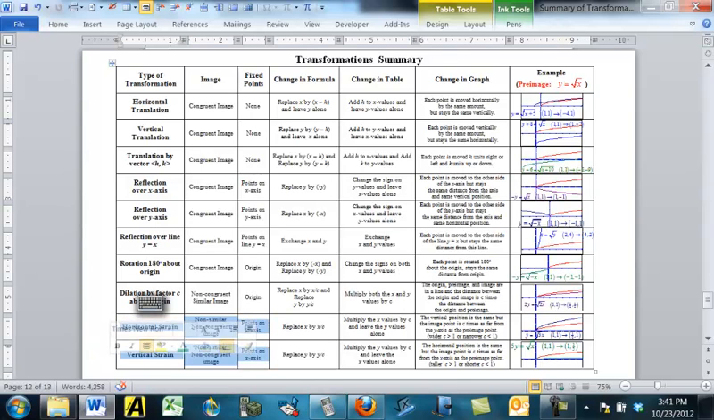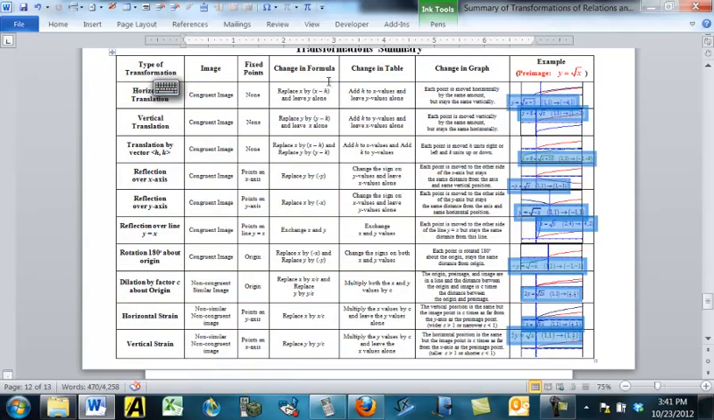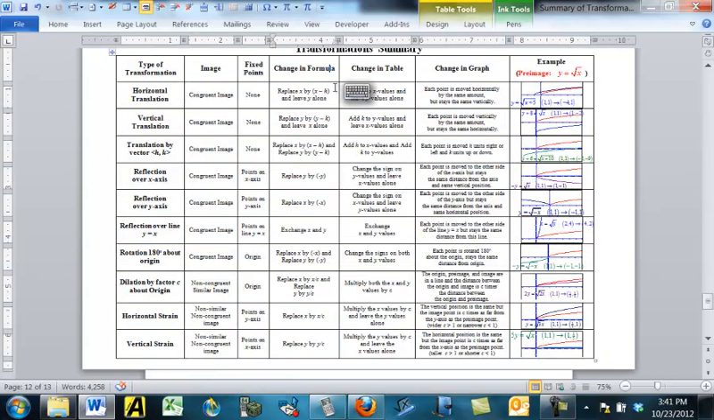When you have a strain, you have a line that's your axis, and the points on that are fixed. So basically just remember that we can describe the change in the formula, the change in the table, and the change in the graph. The change in the formula is always going to be in the form replace blank by blank. And the formula is basically backwards from everything else.